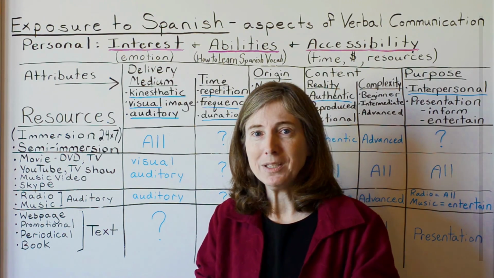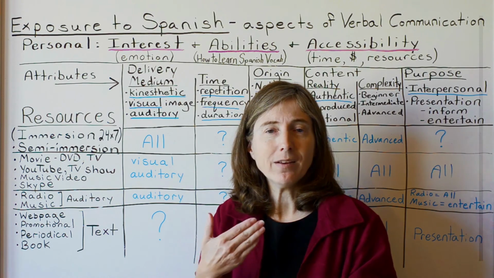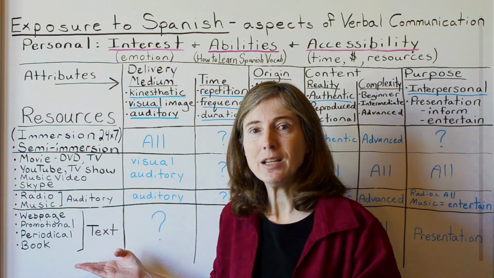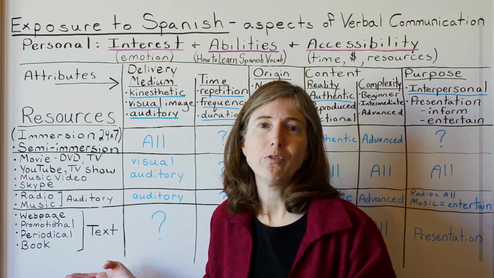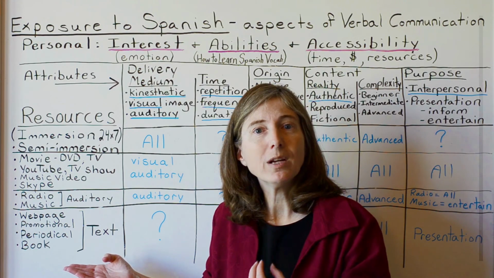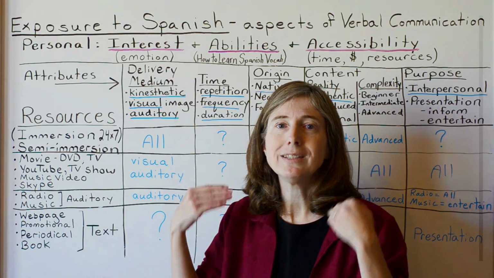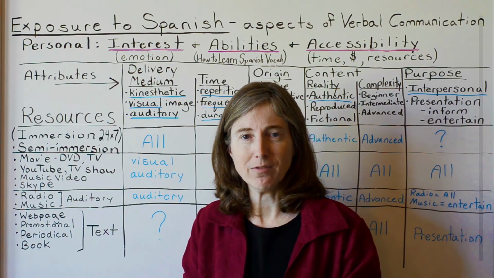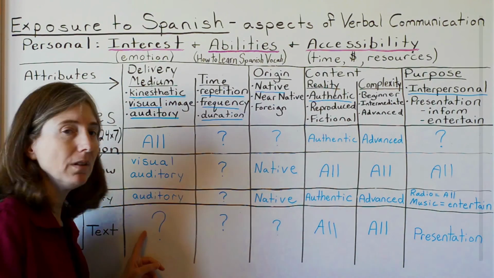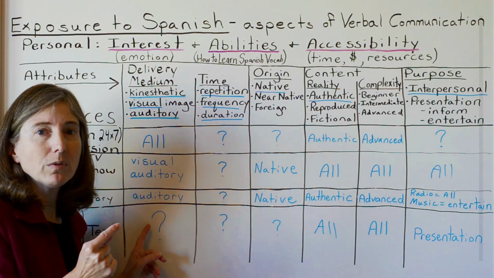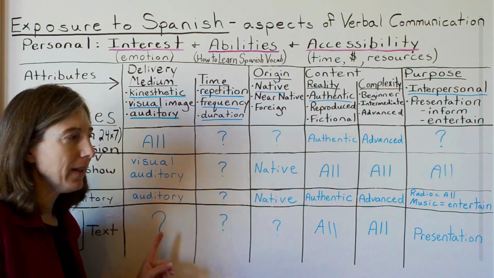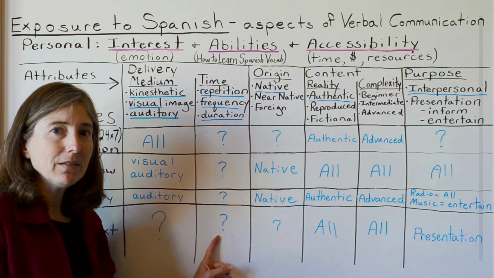Now, at the more intermediate and advanced level, if you have that solid accent and solid pronunciation, then reading text aloud can be a great way for you to get verbal exposure. It can also be a great way at the beginning level, as long as you're listening to someone with a native or near native accent. So with text, the delivery is questionable. You may not even get the auditory experience right, so you have to check into that. The time, again, is going to depend on you.